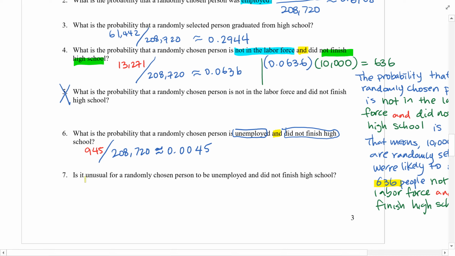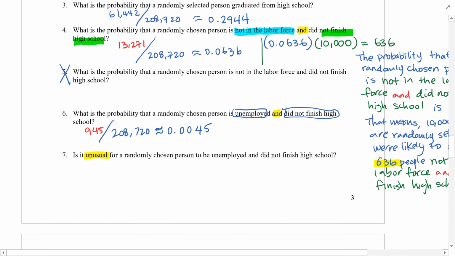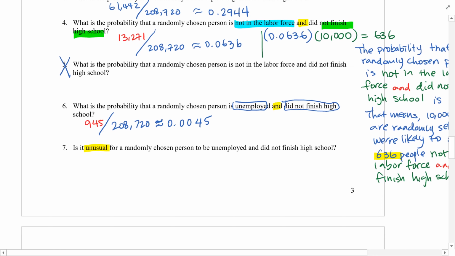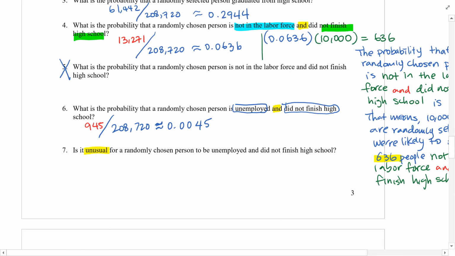Okay, let's answer question number 7. Is it unusual for a randomly chosen person to be unemployed and did not finish high school? Well, I think about in chapter 3, when we used the empirical rule, we said that an event is considered unusual if it's outside 2 standard deviations of the mean. And here, unusual means an extremely low number. We consider unusual if it's under 5%. So let's look at the probability.